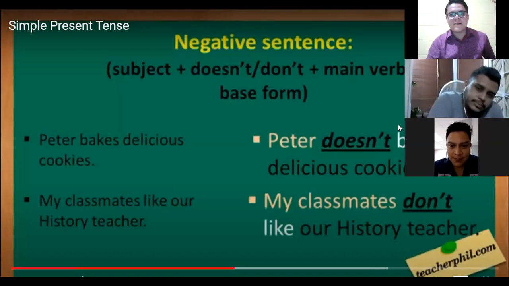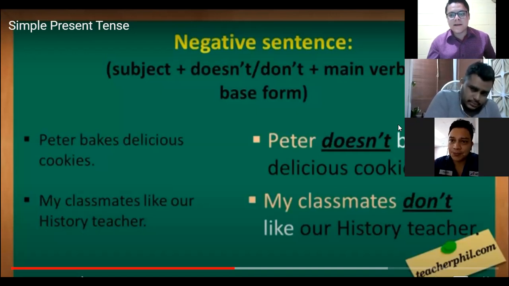So whenever you have I, you, we, and they, you use don't. But when you have he, she, and it, you use doesn't. For negative sentences. Keep that in mind.